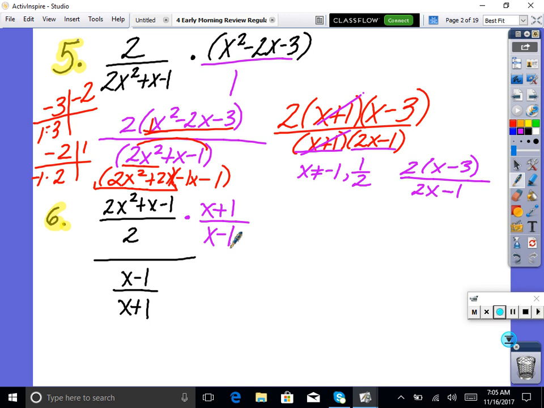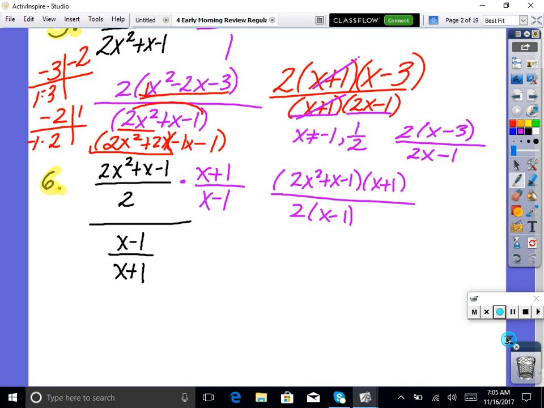And then when I multiply, don't I just multiply straight across? So I have right now 2x squared plus x minus 1 times x plus 1. And then on bottom, I have a 2 and an x minus 1. Do not multiply this out. You will be stuck. Stop and say, okay, that's my answer. Now I need to simplify my answer.